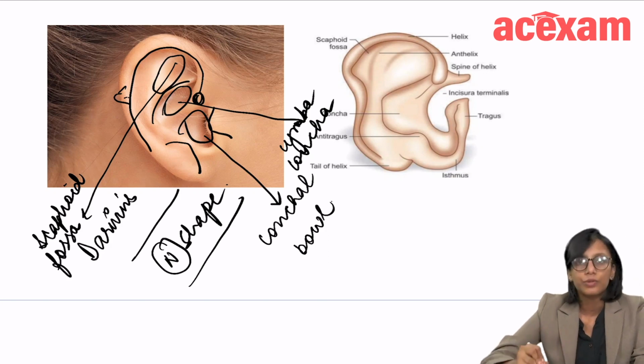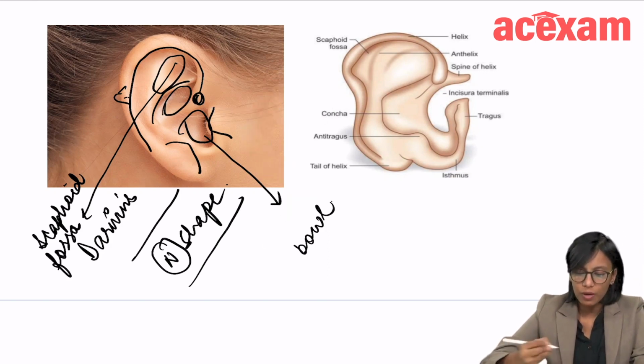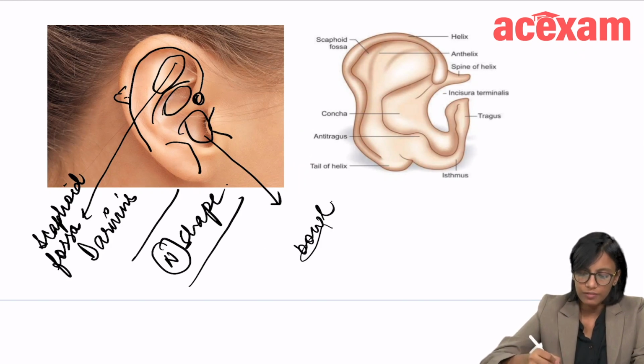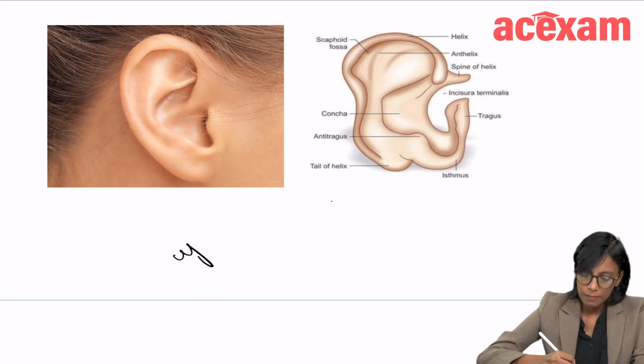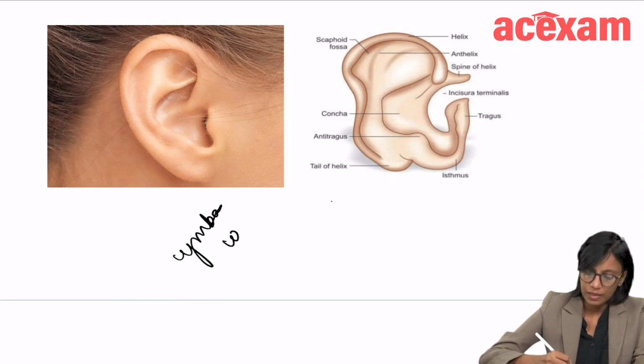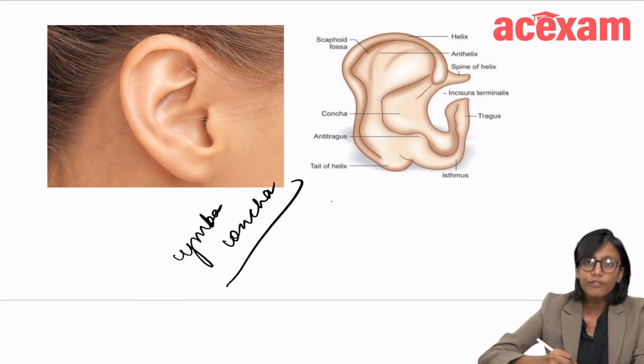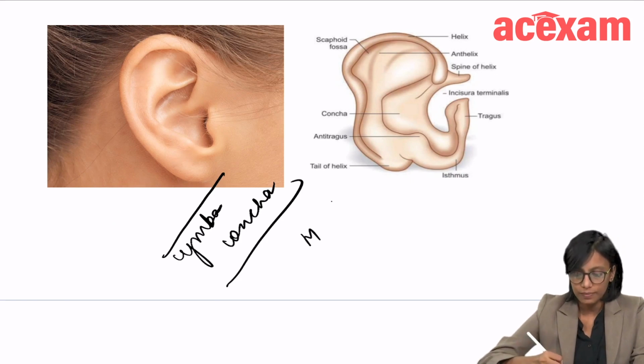Now what is the significance of the Simba concha? The Simba concha is the surface landmark of the mastoid antrum.